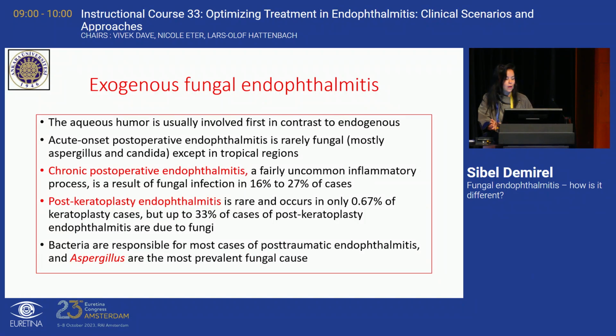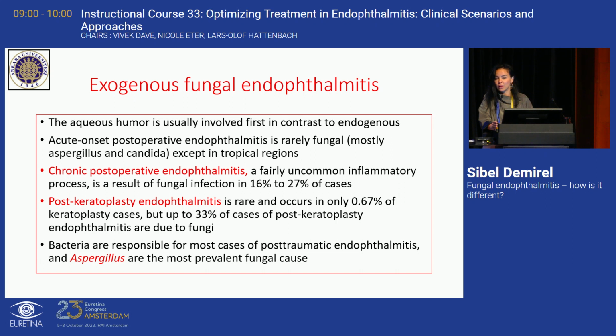Exogenous is a different cause. The aqueous humor is usually first involved in these cases, in contrast to endogenous. In acute onset postoperative endophthalmitis, it is not common to see fungus, but in chronic postoperative endophthalmitis, and even post-keratoplasty endophthalmitis, fungus should be suspected.